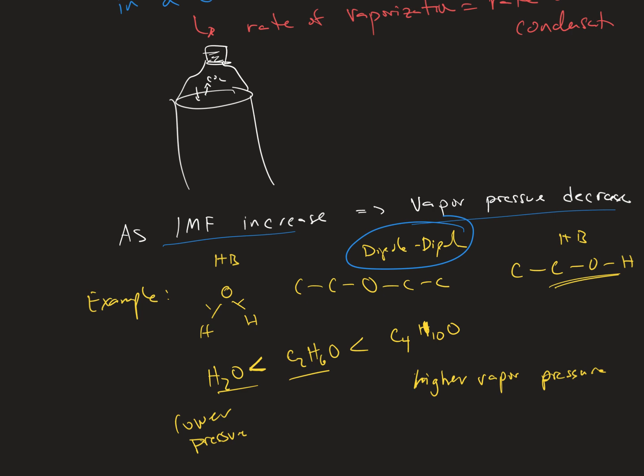Oh, sorry. And then these two, since they're both hydrogen bonding, then we have to look at, all right, this one has two hydrogen bonds, and this one just has one. So it's gonna be easier for ethanol to vaporize. Okay, so the lower the intermolecular force, the higher the volatility? Yeah, that would work too.